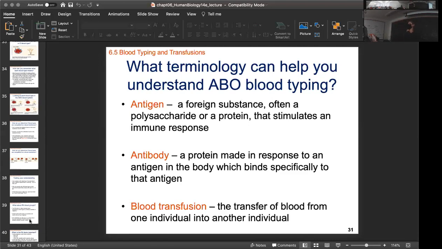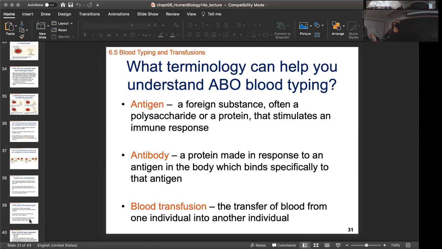The antigen is that foreign substance, often a polysaccharide or protein, that stimulates an immune response. So it's that protein on the outside of the red blood cell. The antibody is a protein that is made in response to an antigen in the body, which binds specifically to that antigen. So remember, you had those antibodies floating around, and the antigen on the surface of that red blood cell.